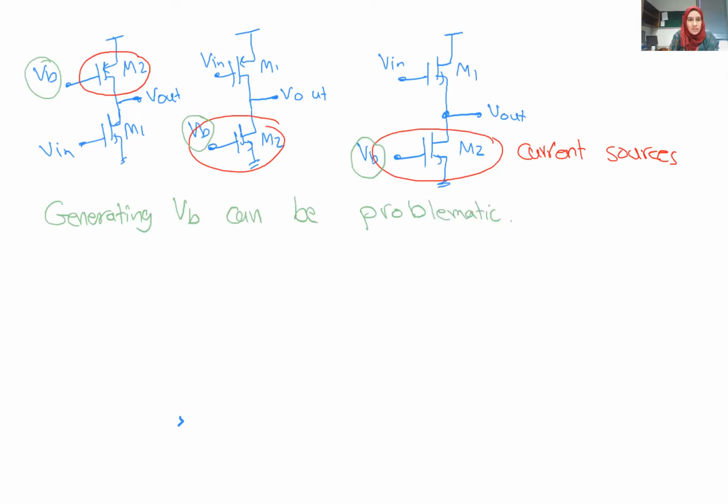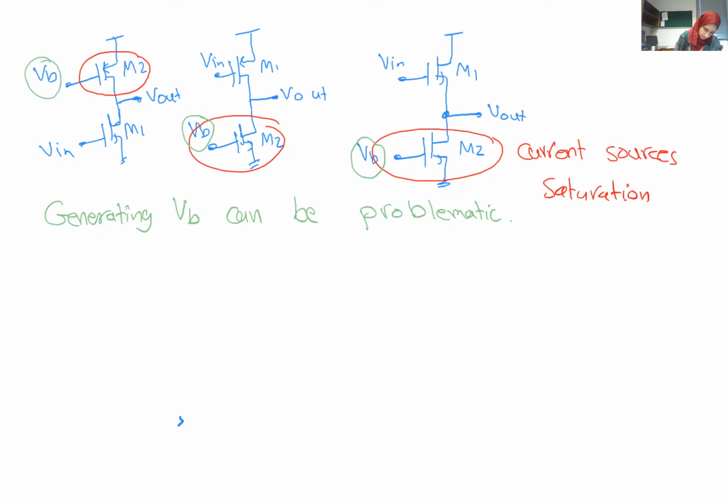Why is that? Because what we want is a fixed VB that does not get changed with different variations, in order to get a fixed current source with a certain value that we are setting our circuit to operate in. So basically, we need to make sure that first, this current source transistor should be operating definitely in the saturation region. So the VB.